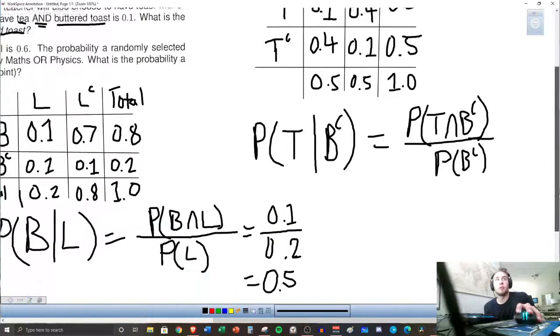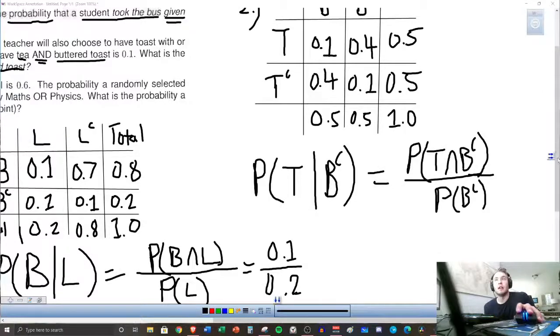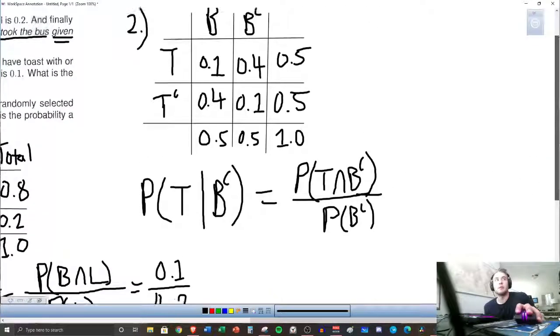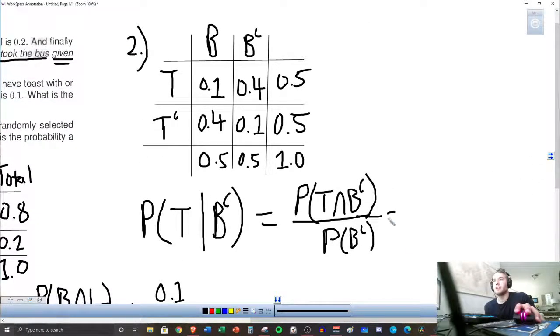Let me make sure that I don't block this with the screen again. Let me actually just go over. There we go. All right. So what values go here? Well, the intersection of tea and not buttered. So we look for where they cross. So it's tea, not buttered, that's 0.4. So we're going to put 0.4 on the top.